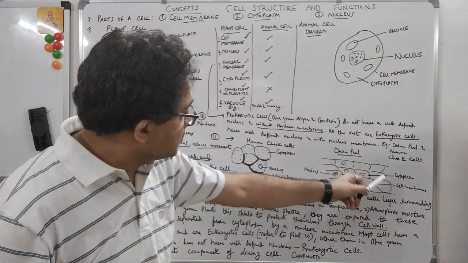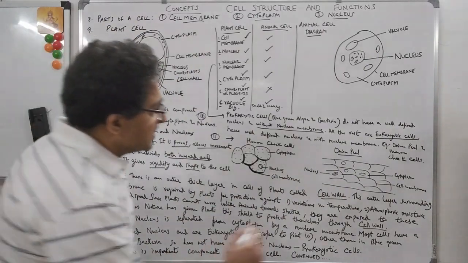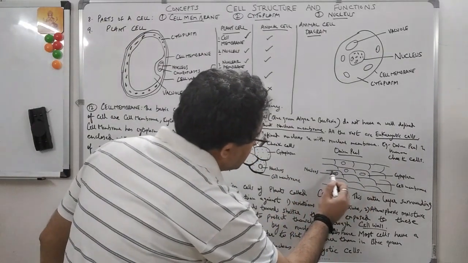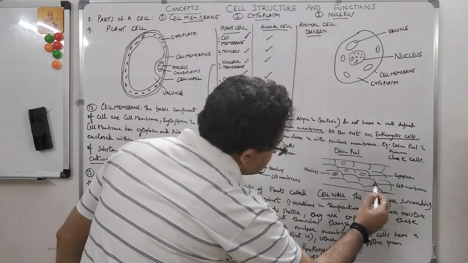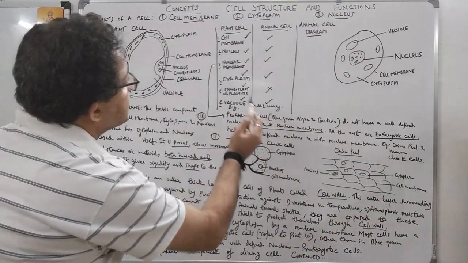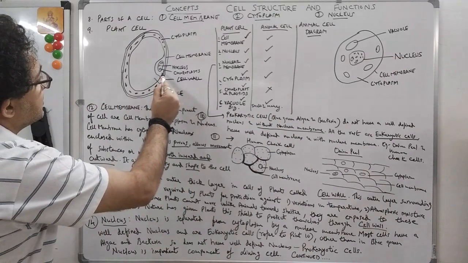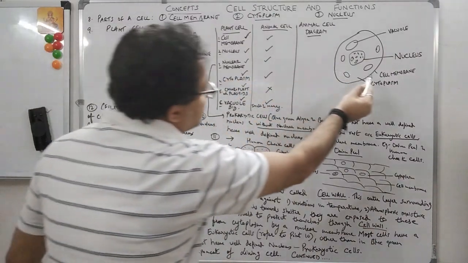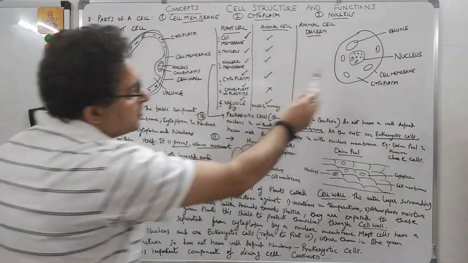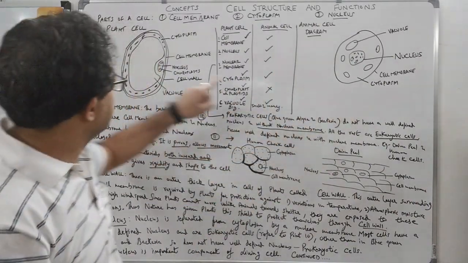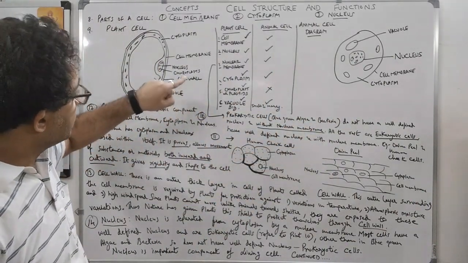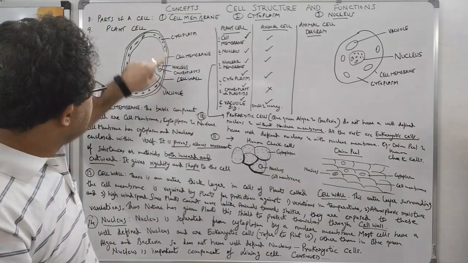In the same way, there is no cell wall here also. This is the cell membrane. This is the nucleus, and the nucleus is inside the cell membrane. Where is the cell membrane? This is the cell membrane. But there is no cell wall in the animal cell. In the plant cell, there is a cell wall. Behind the cell wall, it is the cell membrane.